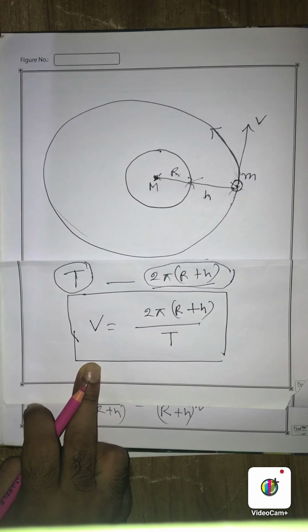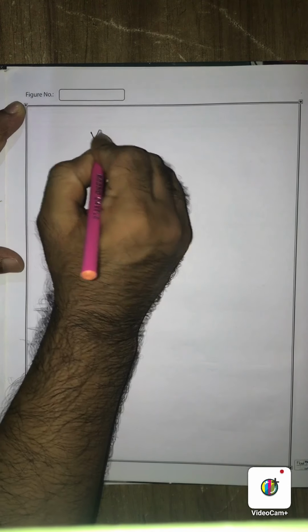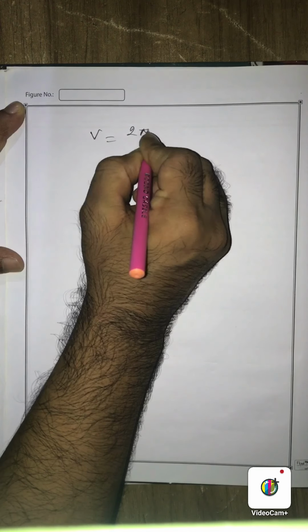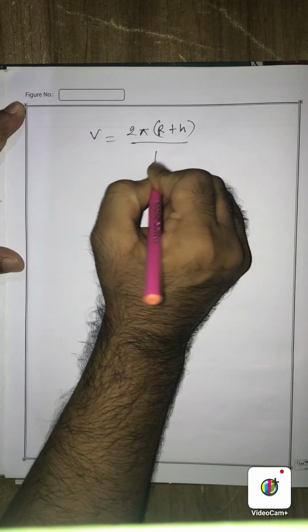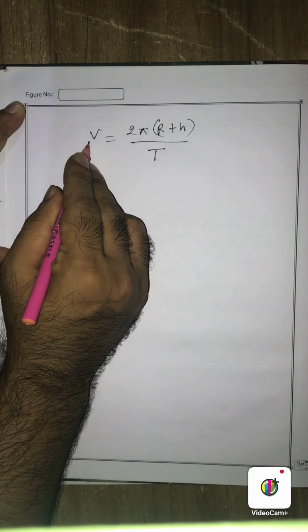Now we calculate the time period. Which formula do we use to calculate the time period and the height of an artificial satellite? We know that the velocity v equals 2π(R plus H) divided by T. This is the formula of velocity.